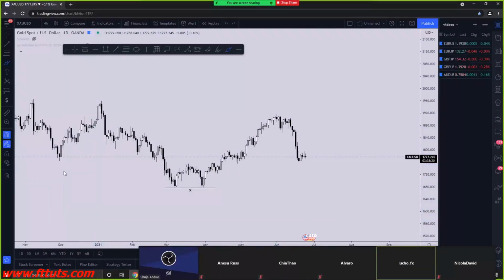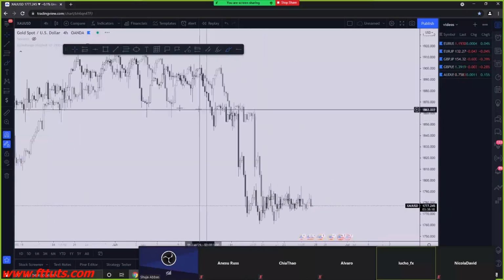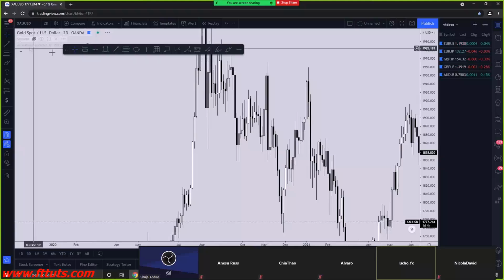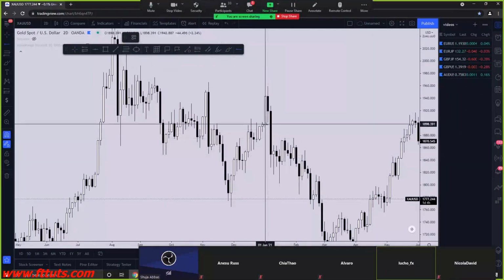So let's investigate now. After gold tapped into our daily institutional candle, let me actually mark it up quick. I hope I'm not going too fast, by the way. If I'm going too fast, just let me know.